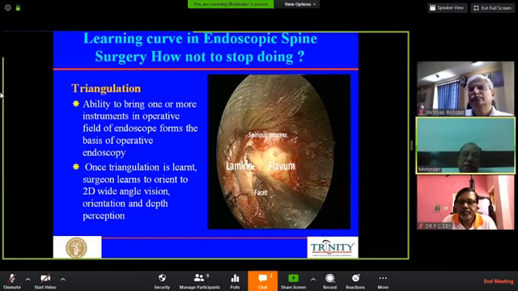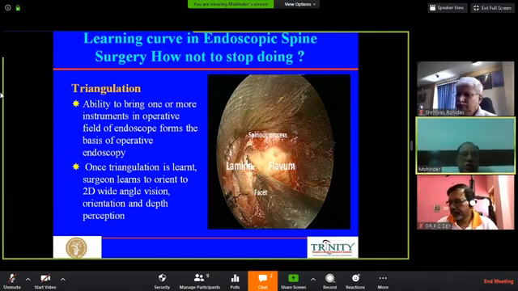After triangulation, the next thing the surgeon has to learn is depth perception. That is very, very important. Depth perception comes with experience. The surgeon has to do 10, 20, 30, 40, 50 cases. Then he will know how to use his working instruments. So once triangulation is learned, the surgeon learns to orient to 2D wide angle vision and depth perception.